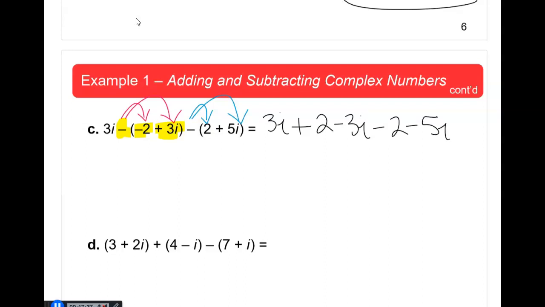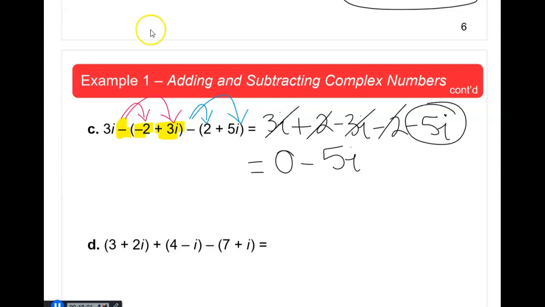Now we're going to combine like terms. You can see here how 3i minus 3i, they cancel, is equal to 0. And then we have 2 minus 2, so that's 0 as well. So the only thing we have left is negative 5i. However, in standard form, you might have to enter 0 minus 5i.